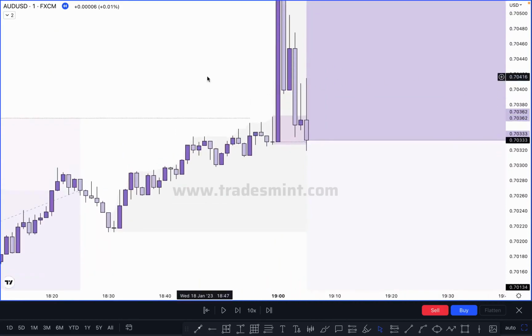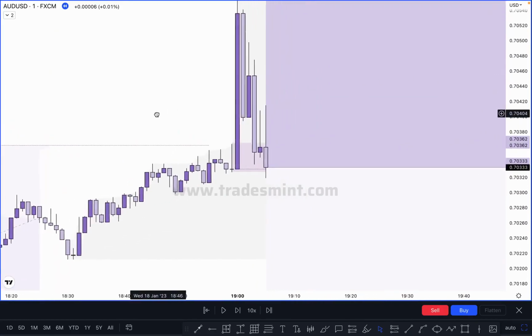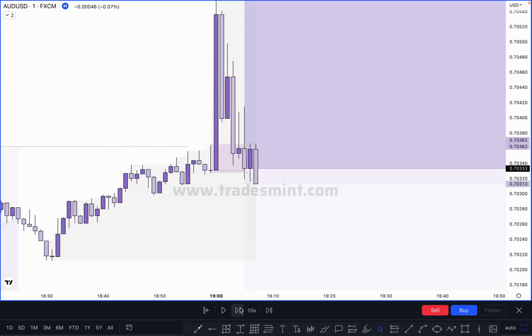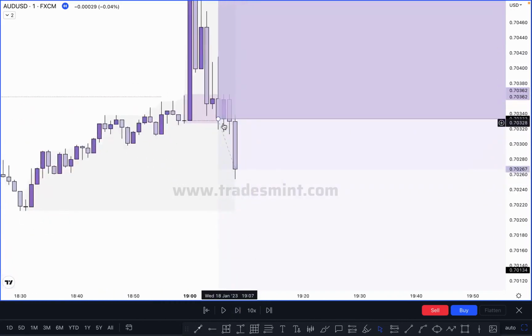So here you have to wait for a 2 candle close before the sell, because this candle has taken out the previous liquidity. Let's see what happens next. Okay, there is no confirmation yet. Finally, price closed below it.